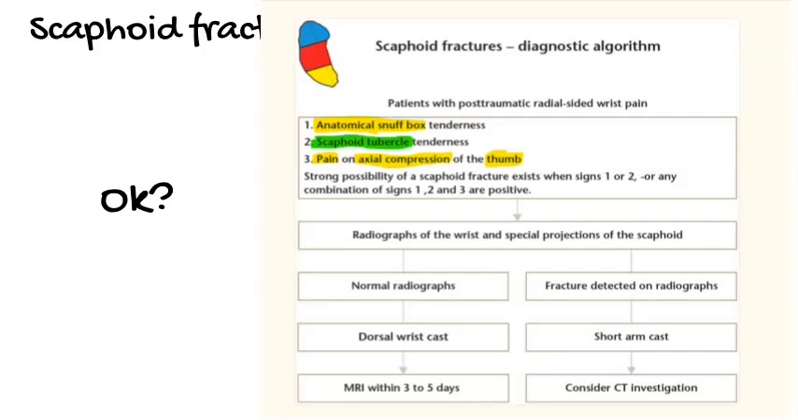Then, next proceed to the radiograph of the wrist and special projections of the scaphoid. If there is a normal radiograph, splint with a dorsal wrist cast, and plan for MRI within 3 to 5 days. If a fracture is visible on radiograph, we put on a short arm cast and consider a CT investigation.